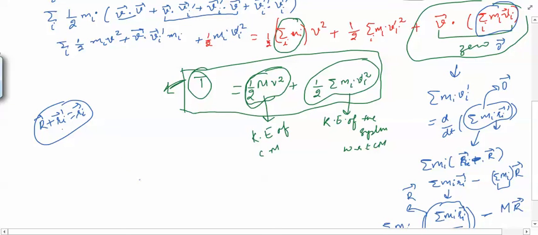So in this video we have proved that the total kinetic energy of the system is equal to the kinetic energy of the center of mass plus the kinetic energy of the system with respect to the center of mass.